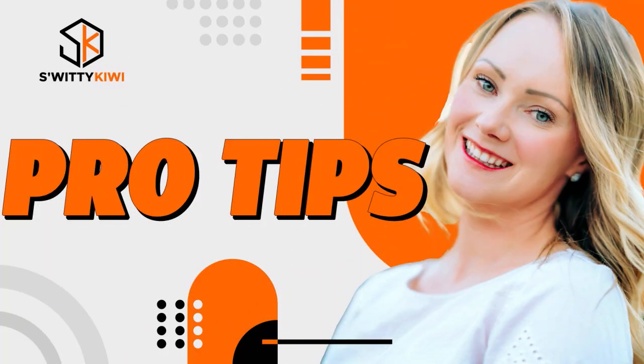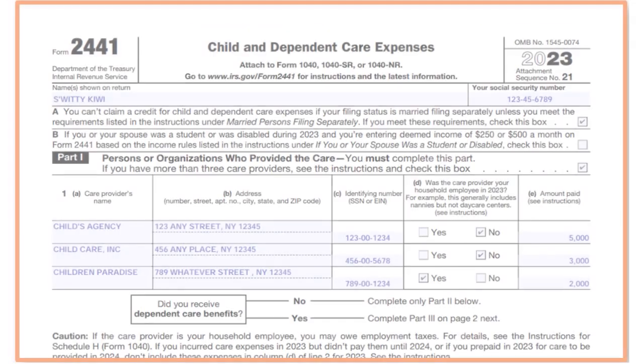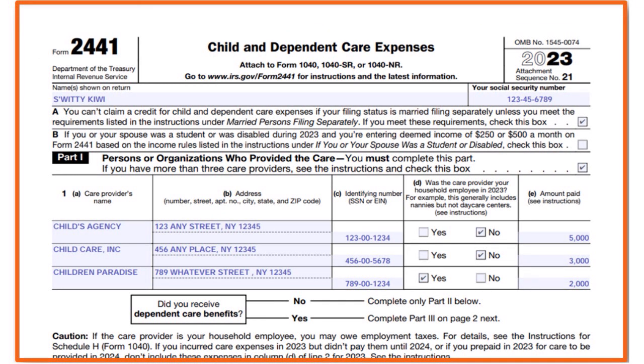So when we talk about Form 2441, I want you to look at this pro tips. First of all, I want to show you how the form looks. So basically on the screen right now, you have Form 2441, child and dependent care expenses. And so you got to put your first name, last name, and your social security number.